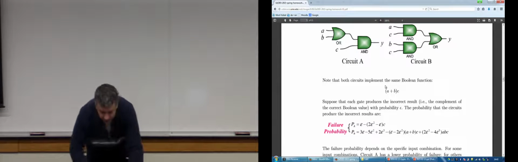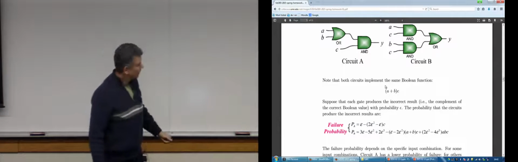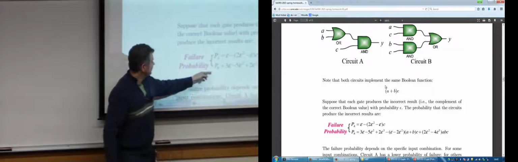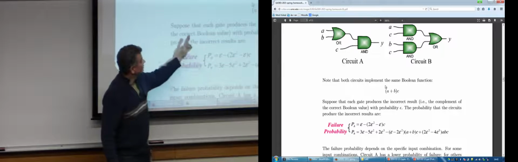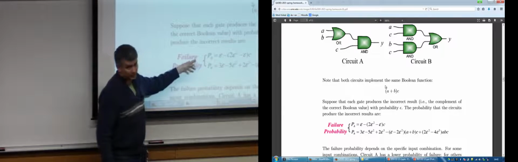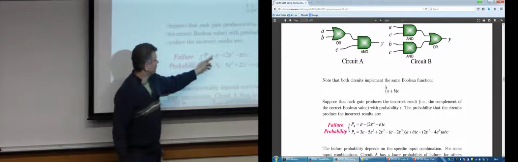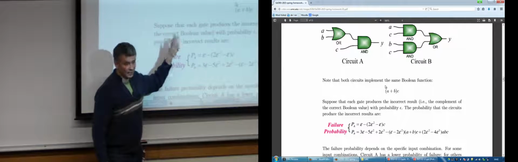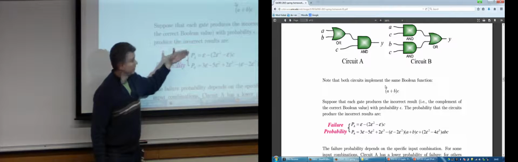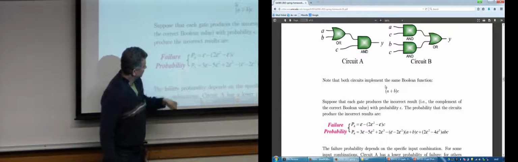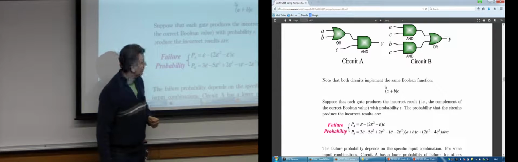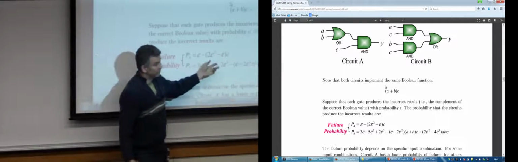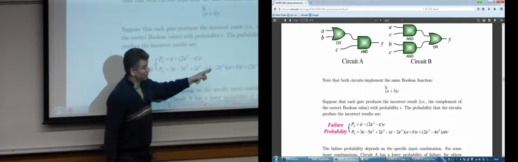So here is circuit A versus circuit B. And the formula that I give here is, assuming I did it correctly, the probability that circuit A produces the incorrect result, given a probability epsilon that each gate produces an incorrect result. And you can see that for B, it's getting even more complicated.